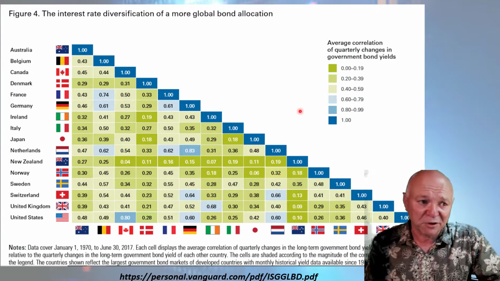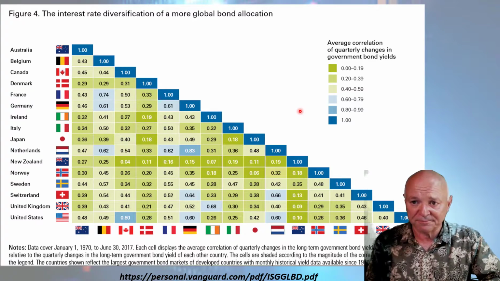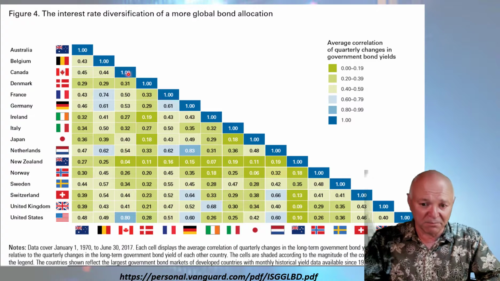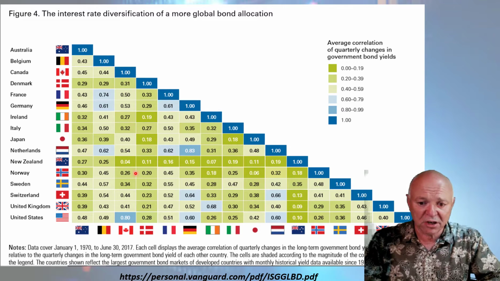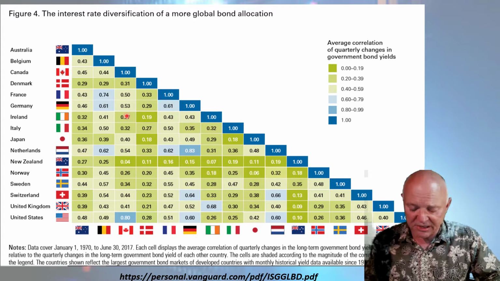We can see the effect of interest rate diversification from this chart from Vanguard, suggesting a more global bond allocation. Here, essentially, we'd say that if you're a Canadian investor looking for the maximum level of diversification, countries like New Zealand might offer the greatest opportunity for diversification. Perhaps other countries like Norway or Ireland as well. The lowest correlation coefficient represents the greatest opportunity.